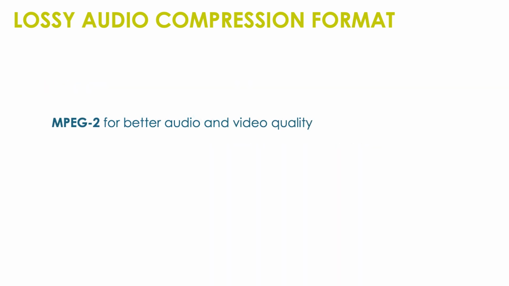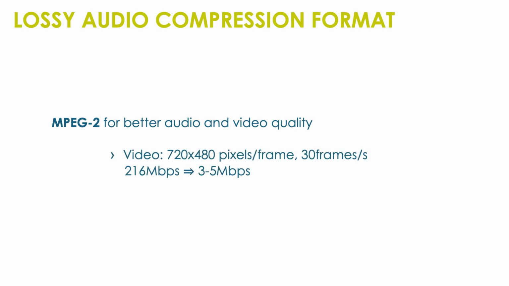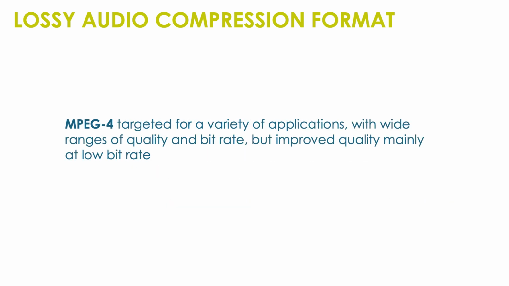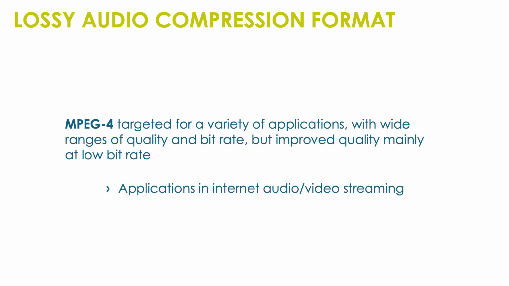MPEG 2 achieves better audio and video quality, so we have a higher video resolution here, and the audio, instead of being MP3 coding, is AAC, which is an improved MP3 with better quality. And then MPEG 4, which is the last one, is optimized for internet streaming with better quality at low bit rate. These standards balance compression and audio fidelity.